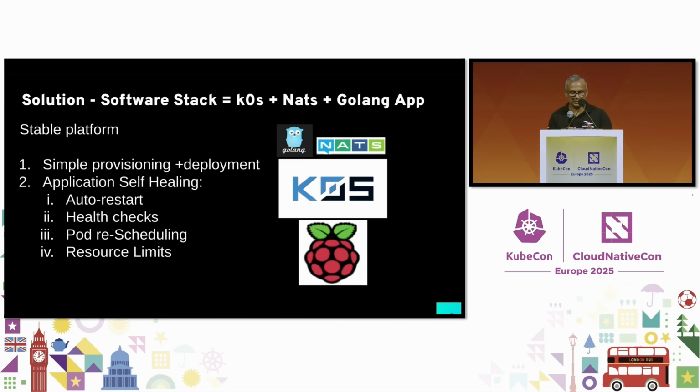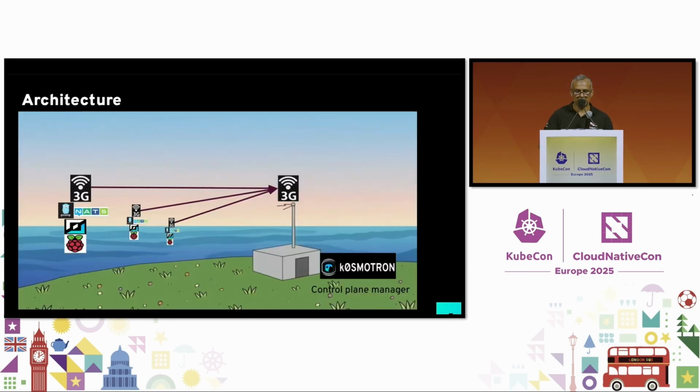So what's happening there is with K0s there is simple provisioning and deployment. It's taken care of, and with the application self-healing, there is always auto restart, health check, and pod rescheduling. And then resource limits. This ensured that the platform, which is in the sea at 4 a.m., is really stable. So this is the architecture. We have Cosmotron, which is our control plane manager from Mirantis. It's open source, and it's controlling all the nodes in the open sea with the 3G, and the connection is always streamlined.